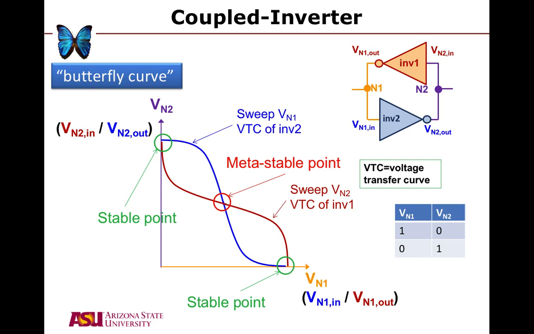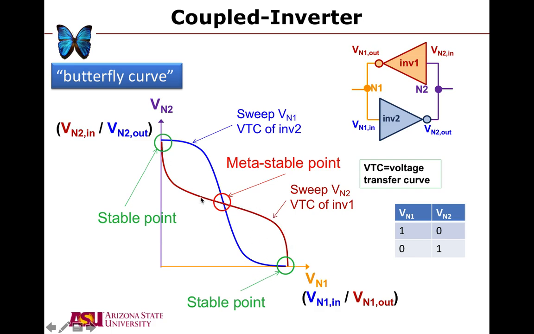Now, the input to inverter 2 is the output of inverter 1, and the output of inverter 2 is the input to inverter 1. So if you look at the red curve, this is actually flipped on the x and y axis to also be a voltage transfer curve. So you can see here, this is actually now low values of Vn2in going to high value of Vn2in, which should give us an output low, right?